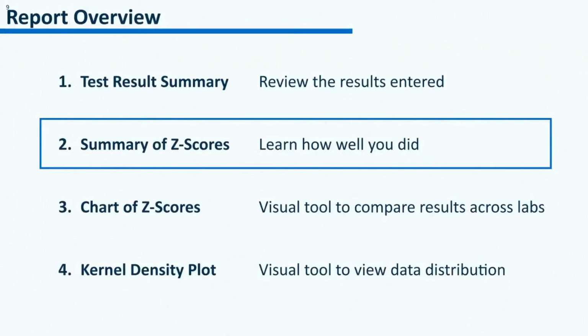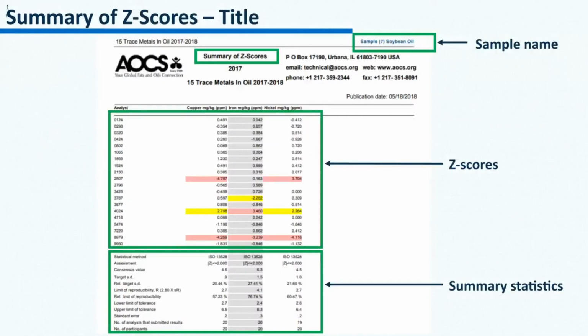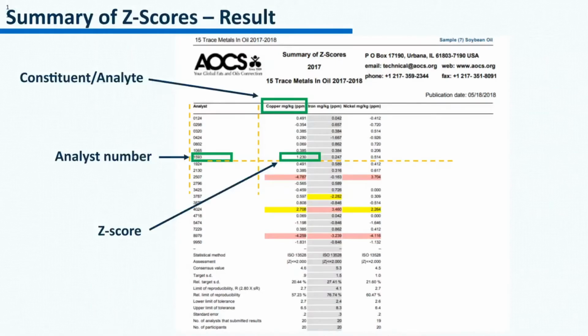The second part of the report is the summary of z-scores. This is where the z-scores and other summary statistics are listed. As always, you could locate the sample name at the top right corner. Let's first look at the z-scores. To find your z-score, go down the first column to locate your analyst number, and then go across to find your z-score for each constituent. See if you find a z-score of 1.23.